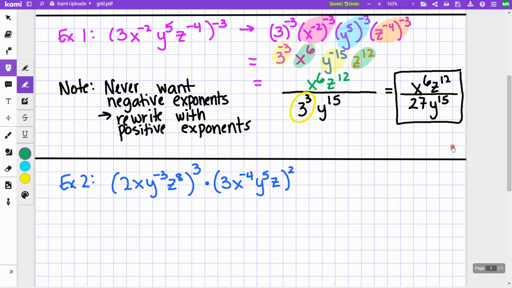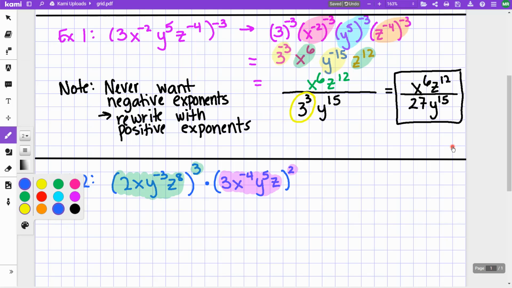So I am going to have to raise everything in this first parenthesis by the power 3, and everything in the second parenthesis by the power 2, before I do anything else. So in my first one, I'm going to have 2 to the 3rd, and I'm going to clean these up in a second, x to the 3rd. I'm going to have my y to the negative 3rd raised to the power 3.